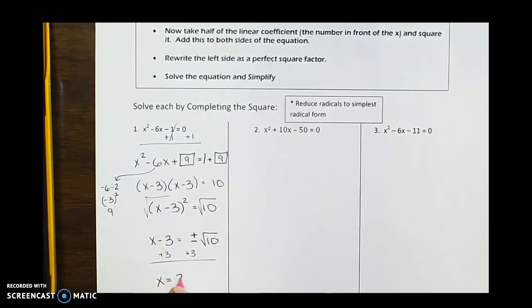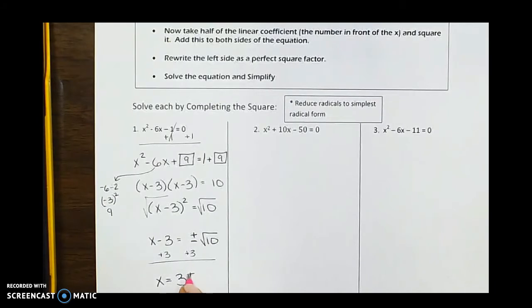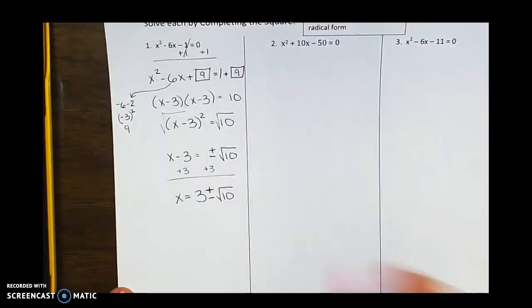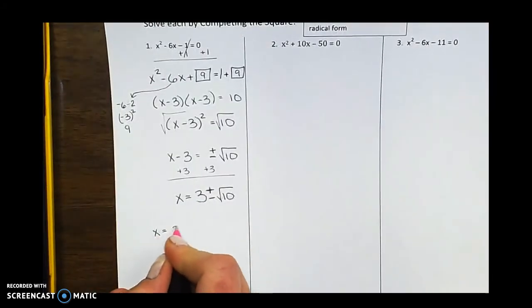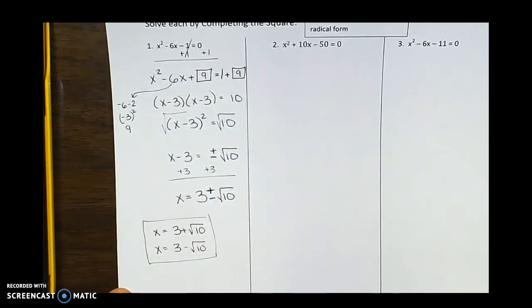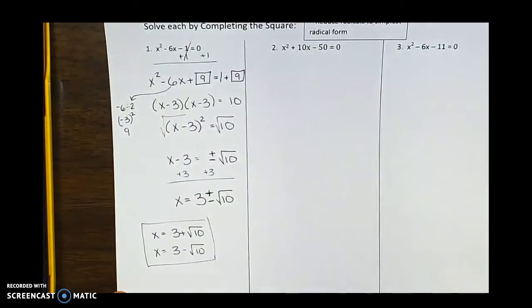X equals 3. Now we can't combine the 3 and the radical because they're not like terms, so we just write 3 plus or minus radical 10. And that's your final answer. If you want to write this out as two solutions, you can write x equals 3 plus radical 10 and x equals 3 minus radical 10. And there you have it. We've solved by completing the square.